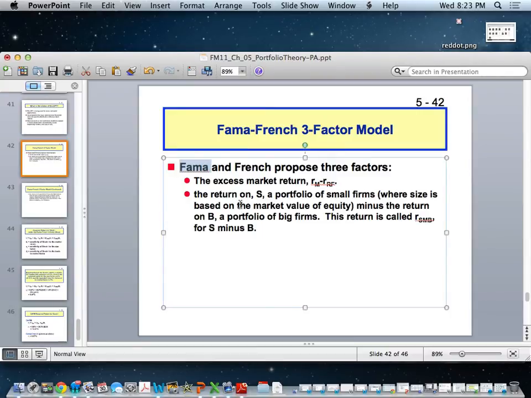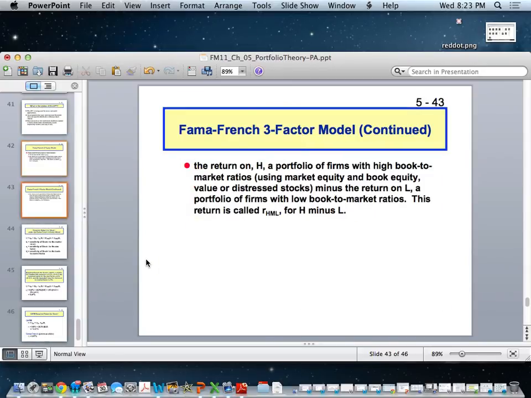Fama and French. Ken French is the other big hitter who will also get a Nobel Prize. He's from Dartmouth and Yale. They proposed 3 factors. One is basically the market return, but they adjusted it, the excess market return. The second is called the size factor. And the third is the distress factor.